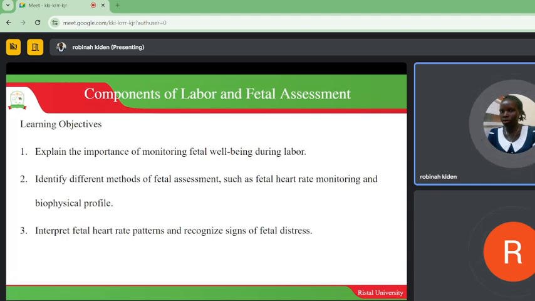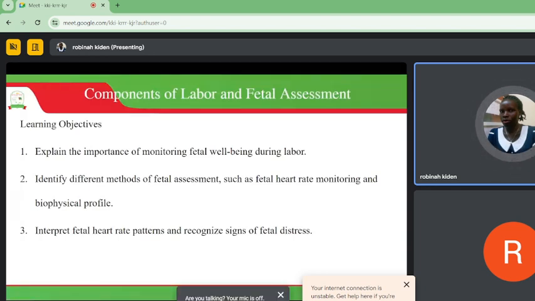By the end of this session, students should be able to explain the importance of monitoring fetal well-being during labor, identify different methods of fetal assessment, such as fetal heart rate monitoring and the biophysical profile, interpret fetal heart rate patterns, and recognize signs of fetal distress.